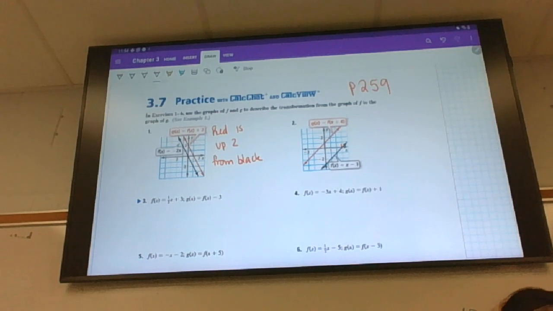Wait a minute. Is the red the new one? Yeah, g is up from black. Alright, so in number 2, Ashley, red is what from black? How would you say it? How is red different from black?